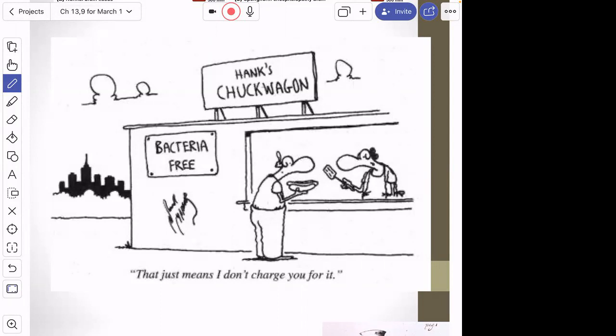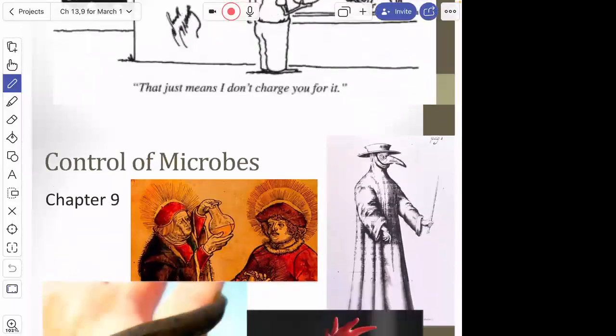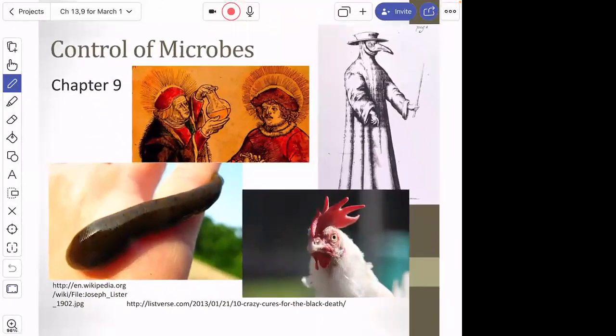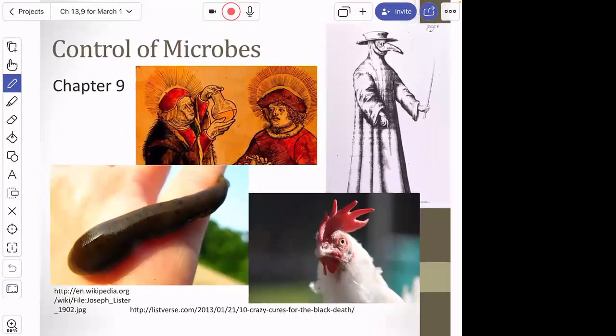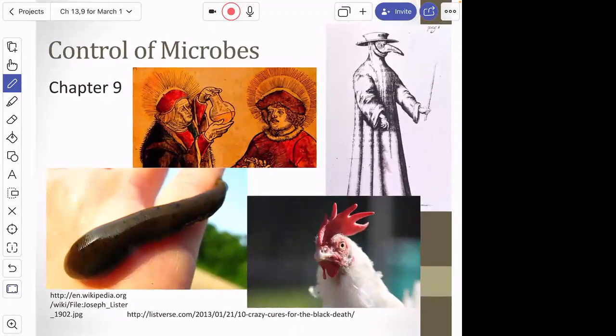microbial control. So I like this cartoon here, "bacteria free" just means that I'm not going to charge you for it. All right, so we're going to explore ways to kill bacteria in chapter 9.